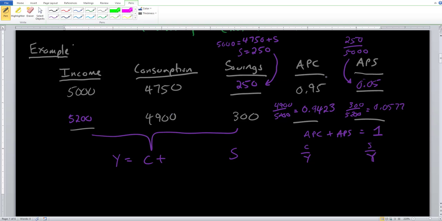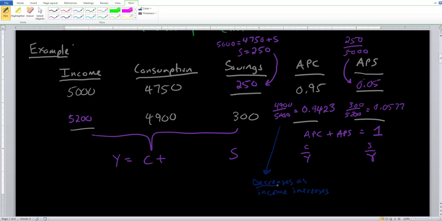So here, anytime we do these APC calculations, we'll put this in a new color. One conclusion that we want to bring about is that it's decreasing as income increases. So it decreases as income increases. So here, before we were consuming 95% of our income, but now we're only consuming 94.23% of our income. So as our income increases, the percentage of our income that we're consuming has gone down. So it decreases as income increases.